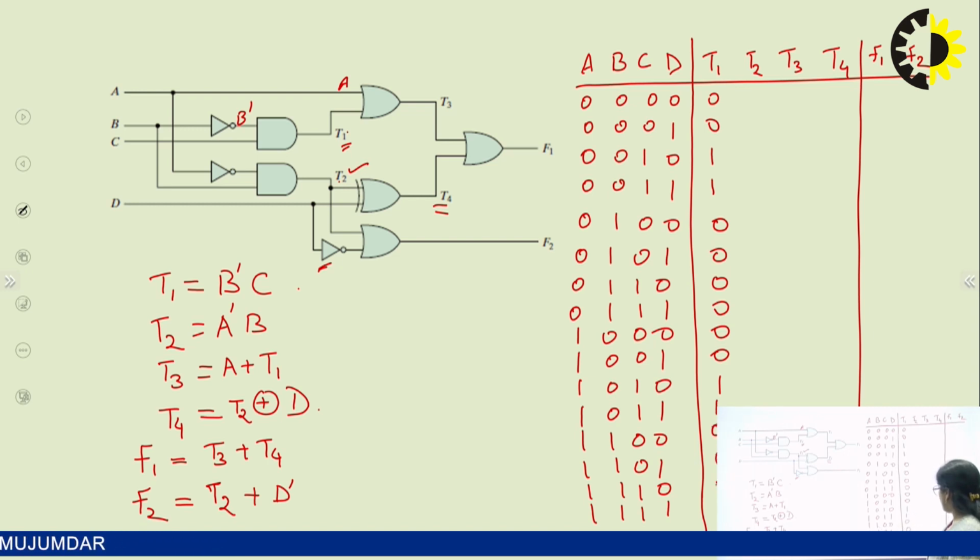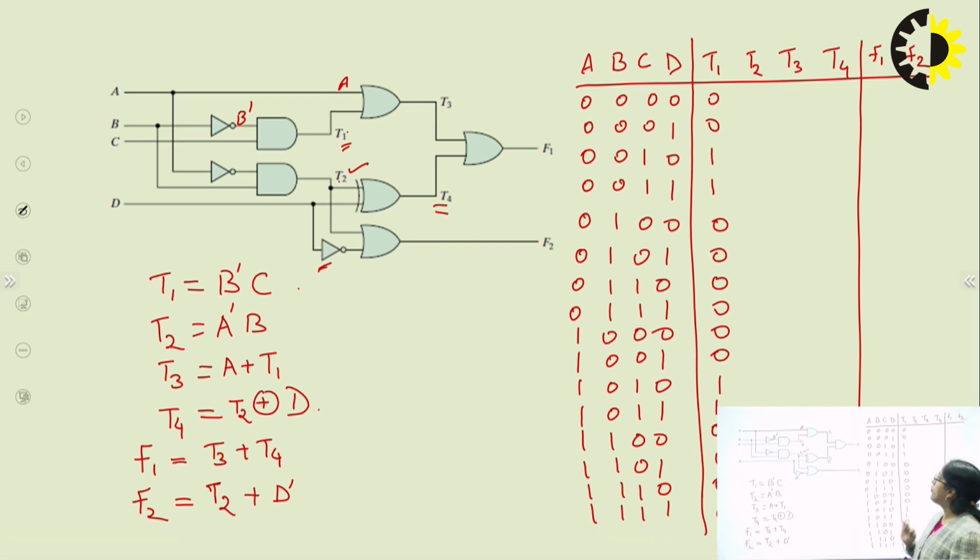0, 0, 0, 0. So we have 4 input combinations for which T1 is 1. In the same way we will go for T2. For T2, A should be 0 and B should be 1. So this will be the combination for which T2 is 1. For this combination T2, 3 and this one 4. For the rest of the combinations, our output T2 will be 0 as it is ANDing of A dash and B.